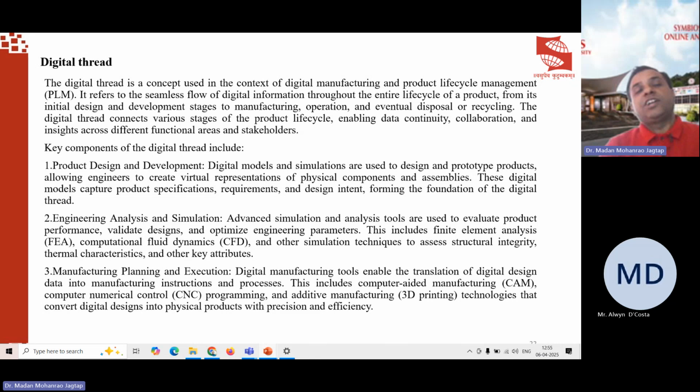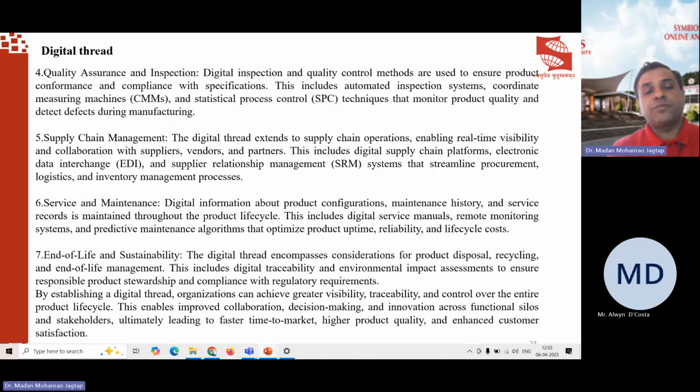So that will convert that particular digital design, which comes as a digital thread, into a physical product with precision and accuracy. So this is the third step. Then quality assurance and inspection. From the previous step of manufacturing planning and execution, we go to quality assurance and inspection.